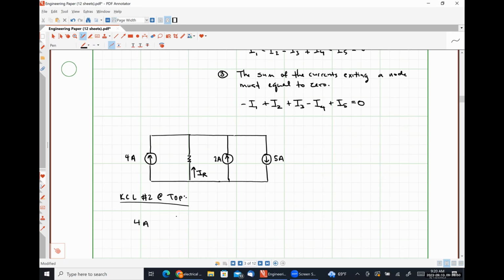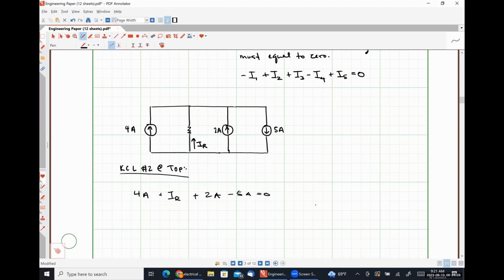Now we have our resistor current, IR. Is it entering? Positive. The 2 amp source kind of in the right middle, is that entering the top? The 5 amp source on the right, is it entering the top node or exiting the top node? Exiting, so it should get a negative sign.